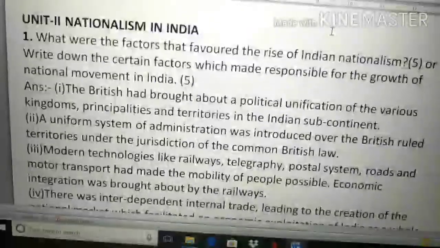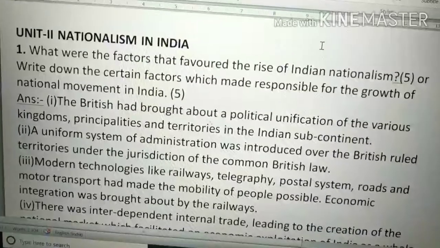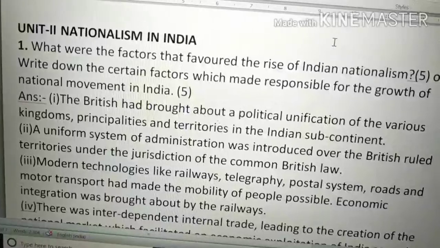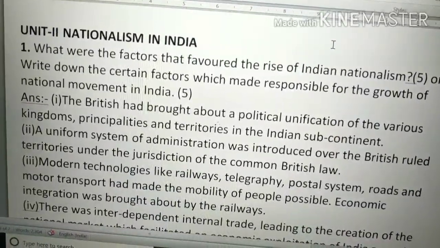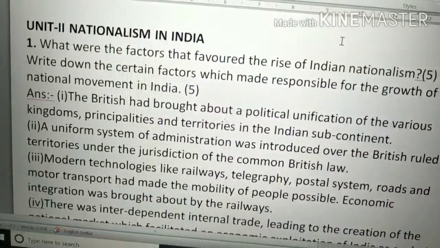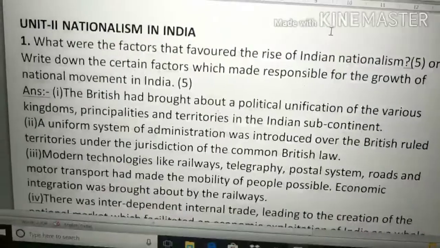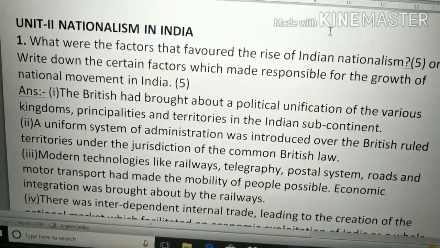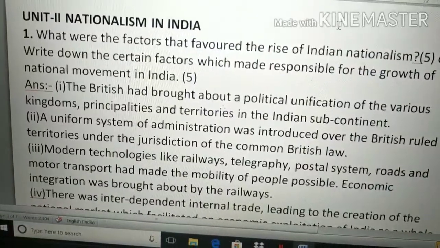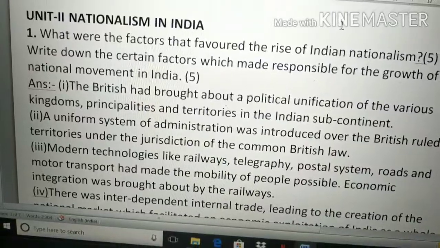History, Class 10, Unit number 2, Nationalism in India. Very important questions. What were the factors that favored the rise of Indian nationalism? Write down these certain factors which were responsible for the growth of the national movement in India.